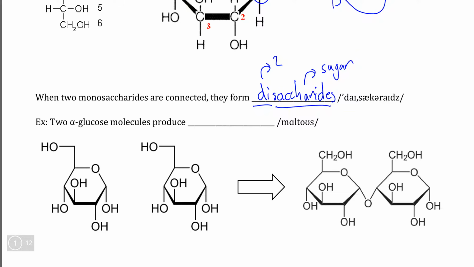And when we do that with 2 alpha glucose molecules, we can see these are the alpha form because the OH on carbon 1 is pointing down. When we connect these 2 glucose molecules using a chemical reaction, it produces an example of a disaccharide that we call maltose, which is a common type of sugar that is found in alcoholic beverages.